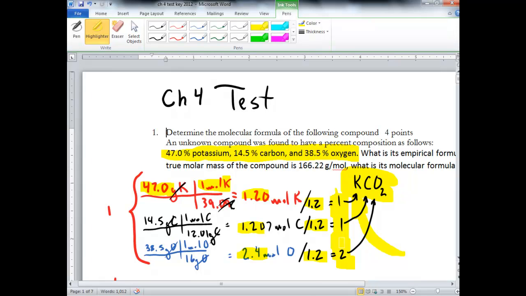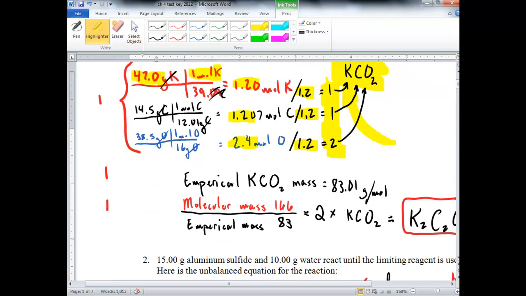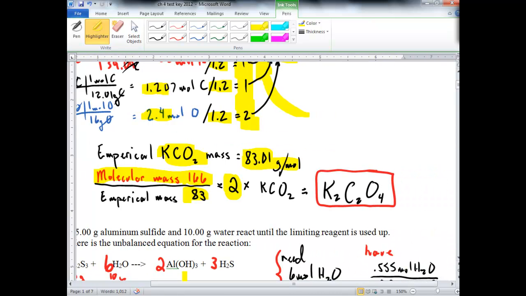Now the problem went on to say, if its molar mass is 166, what is its molecular formula? Well, here's the solution to that. Now the empirical formula, if you add up a potassium and a carbon and an oxygen, is 83 grams per mole. So the molecular mass, you'll see, is just twice that big. Molecular mass divided by empirical formula mass gives us a coefficient of 2 that we're going to multiply by this formula. So the molecular formula is K2C2O4.